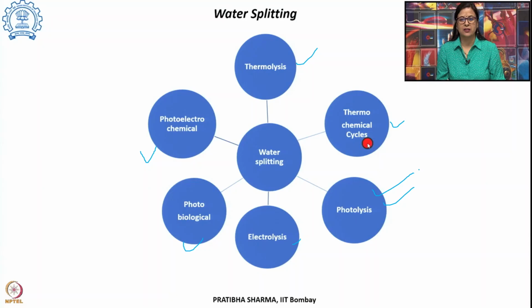With the help of light. Next is electrolysis, with the help of electricity. Photobiological means with light and some biology, a biological way.